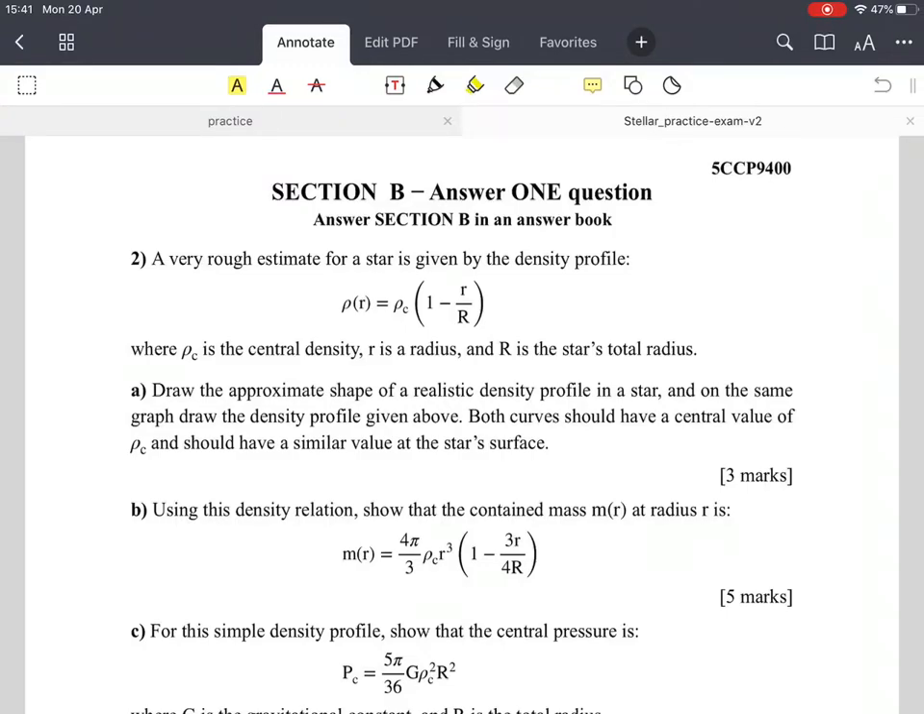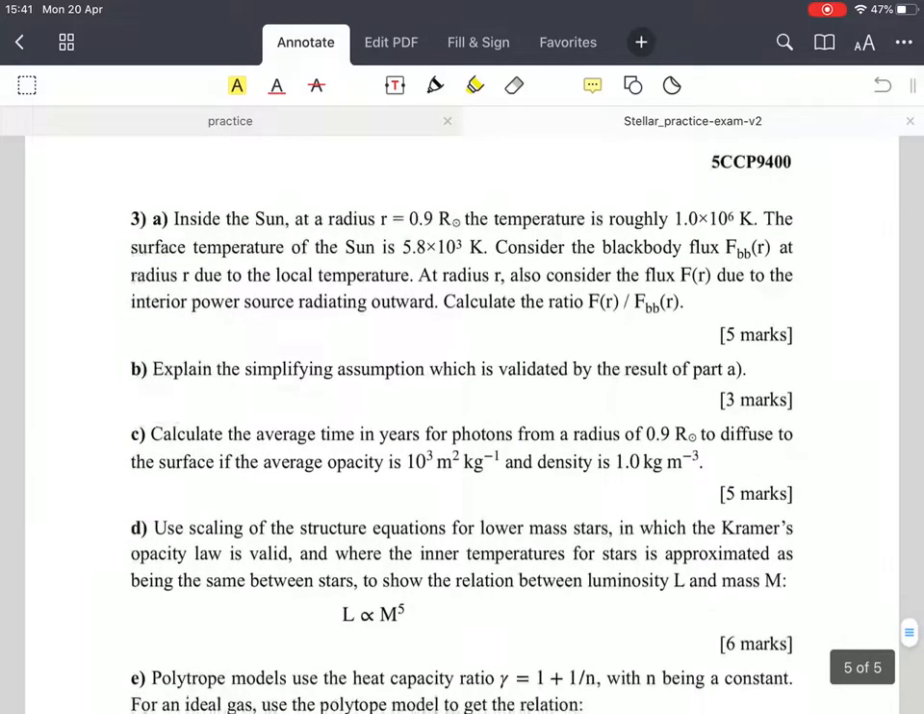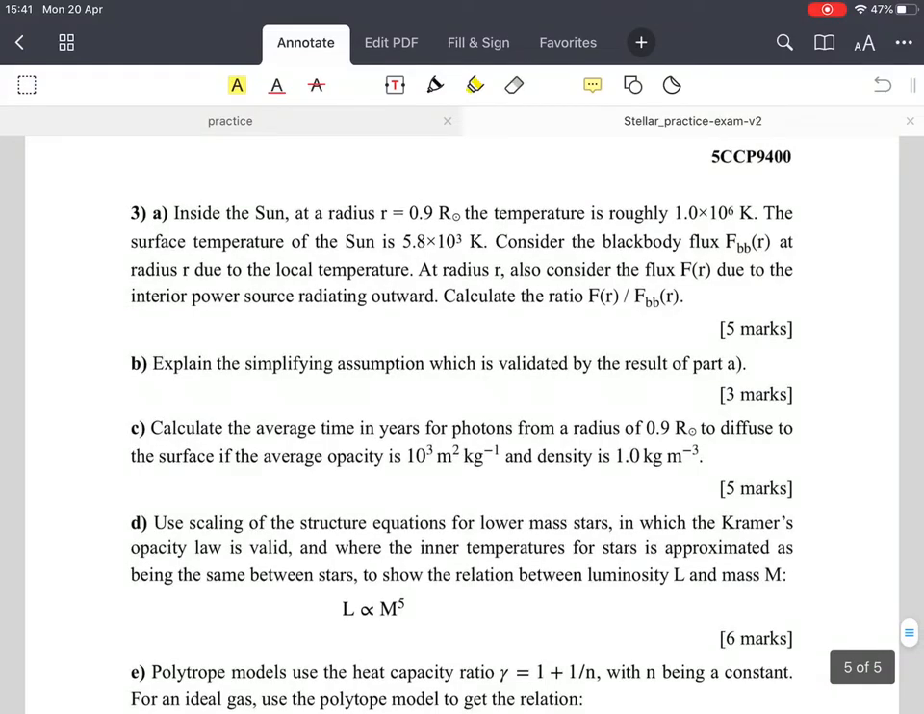Now that we've covered section A, let's look at an example of section B. And again, I'll repeat that the solutions are available on the Keats page, so I'm not going to go through every one. Also, the main point here, as it says in bold at the top, is that you should answer only one of these questions. So have a look at the beginning of the exam and decide on one.